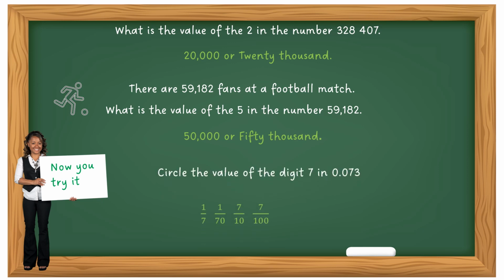Now it says here circle the value of the digit in 0.073. So we're looking for the 7. What is the value of the 7? So think about the place value. What place is it in? If you remember, the first one here where the 0 is, that's in the tenths column. The 7 is in the hundredths column. So there's your clue there, that's hundredths. So if you got 7 over 100, then well done.